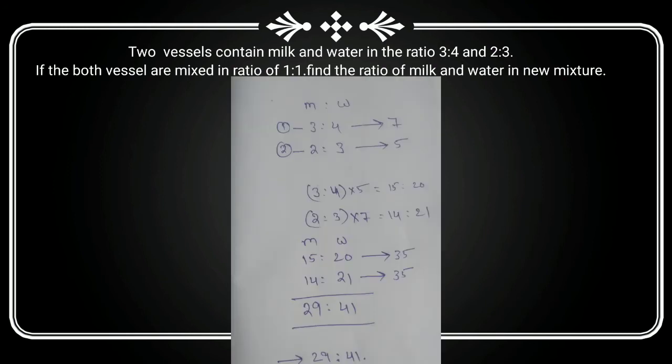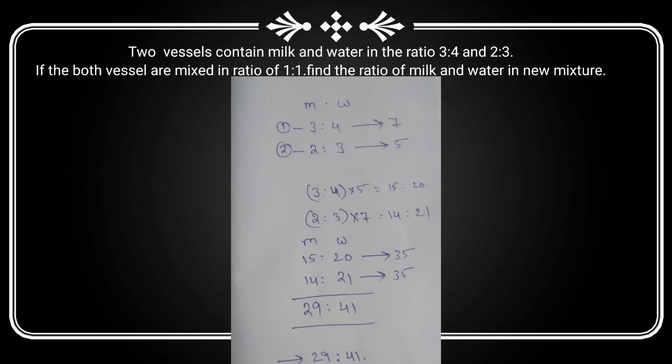In the first vessel the milk is 3 parts and the water is 4 parts. In the second vessel the milk is 2 parts and the water is 3 parts. In the first vessel the milk and water is 7 parts and in the second vessel the milk and water is 5 parts. Now here the parts are not equal. Now to make the parts equal, I am going to multiply the first ratio with 5 and the second ratio with 7. Now the new ratios are 15 is to 20 and 14 is to 21.